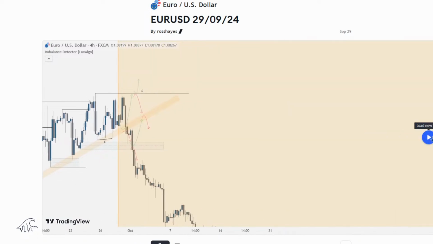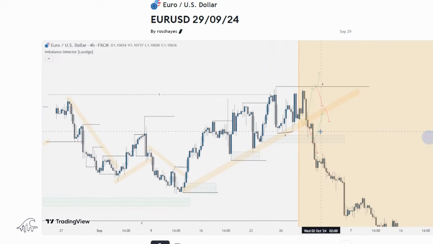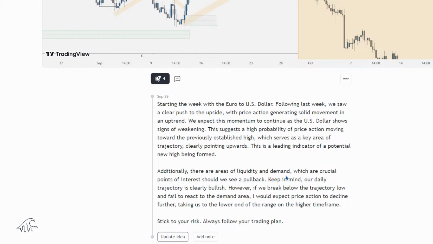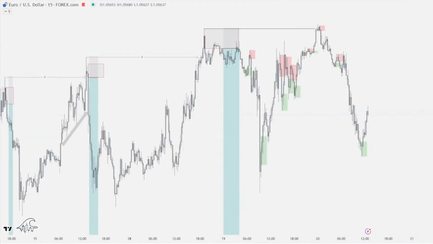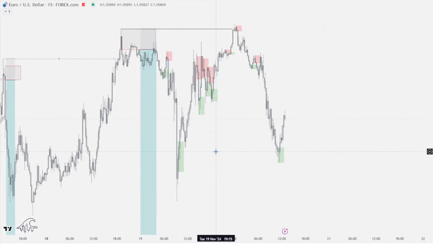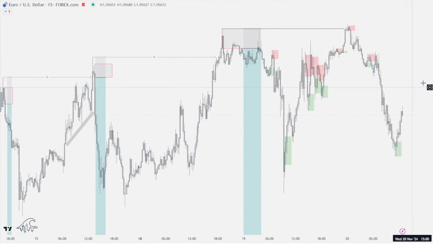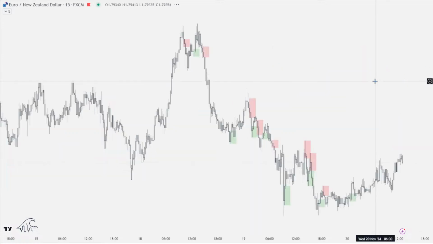play out. And you can see exactly here, we broke down below that area that I was talking about, the trajectory area. We failed to react here and we continued to sell, which was one of the points of description that I explain in this text. So don't be fooled by people that tell you you're going to be right every single time. Don't be fooled by that, because that's horseshit.